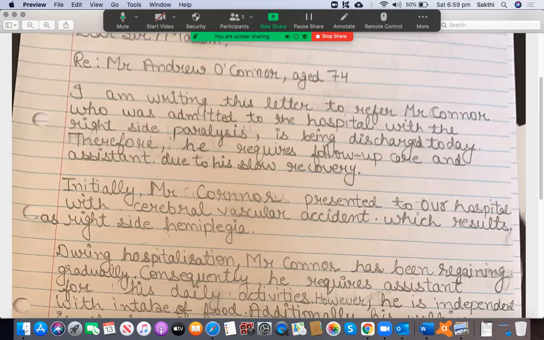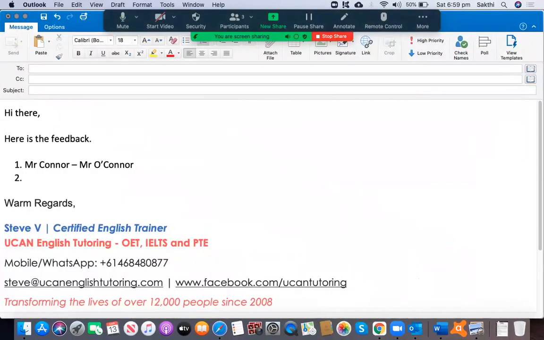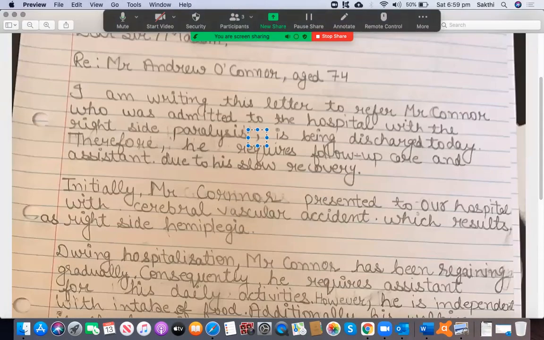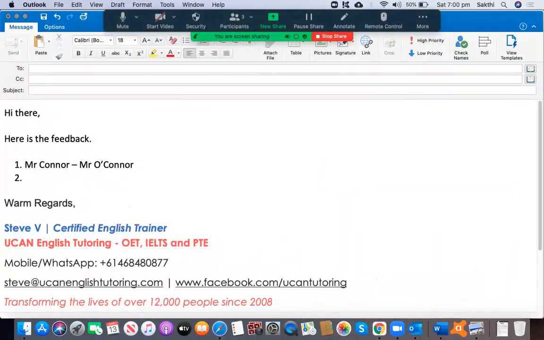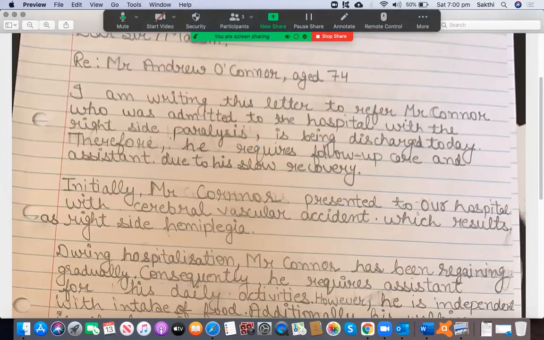All right, so you should have stopped here itself. Okay, you could have placed a full stop here instead of writing down a comma. All right. Okay, so what you could have done is, okay, give me 1 minute. So paralysis, comma. Paralysis, comma, could have been paralysis, full stop. Okay, it could have been a full stop. All right, next one is being discharged.